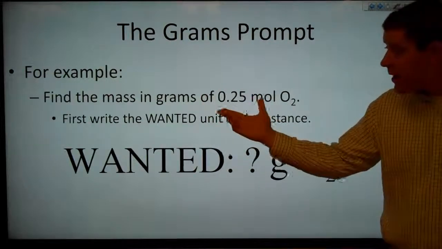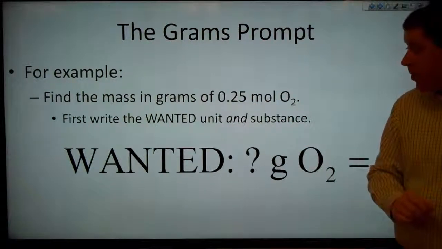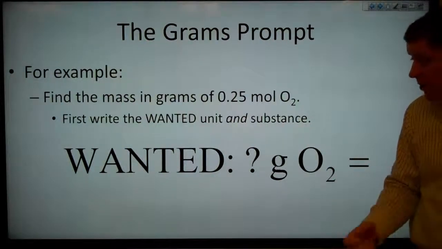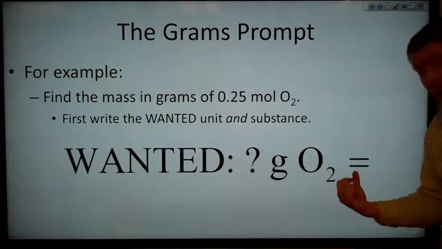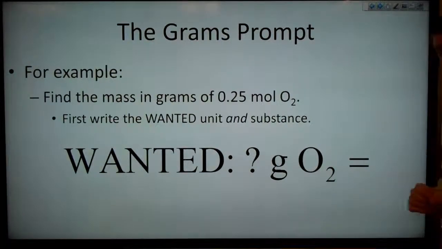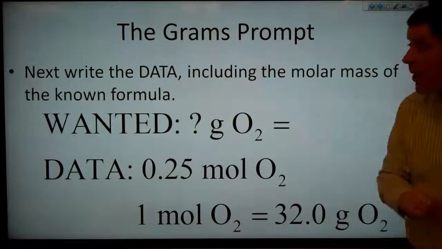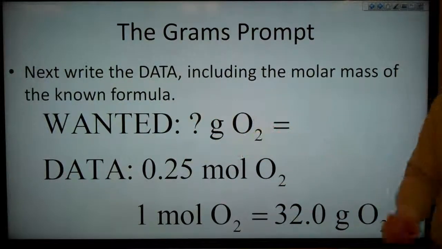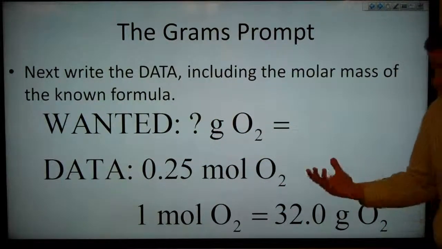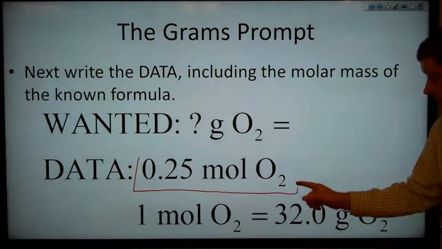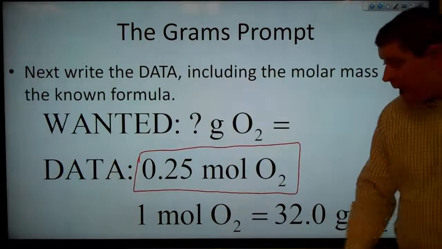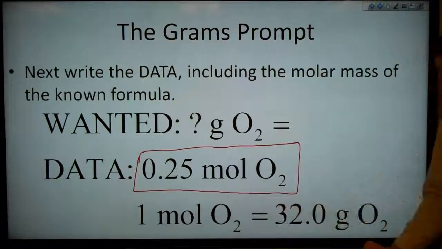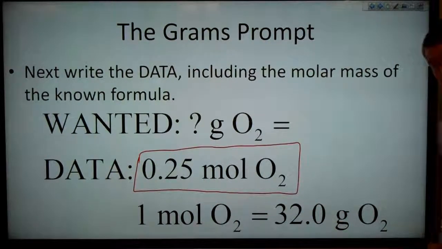For example, to find the mass in grams of 0.25 moles of oxygen, first we want to write the wanted unit and the substance. So we want the number of grams of oxygen, of O2, and then we'll put our equal sign. Next we want to write our data, including the molar mass of the known formula. So in the data, we have 0.25 moles of O2. That's our given, so that's going to be boxed. And then we have a formula, O2. So we need to write 1 mole of O2 equals 32.0 grams of O2.